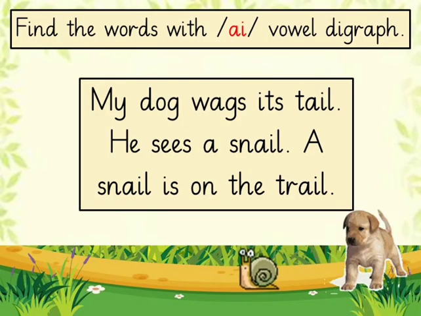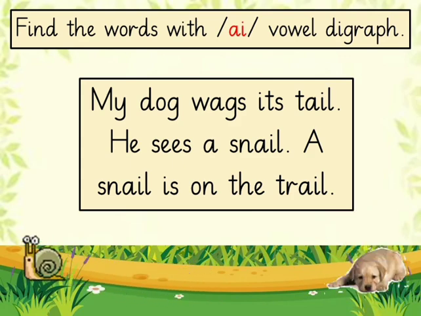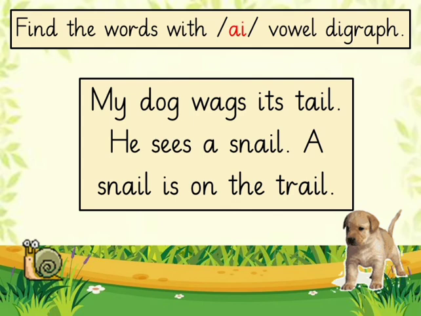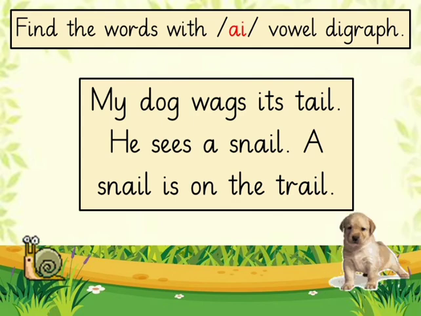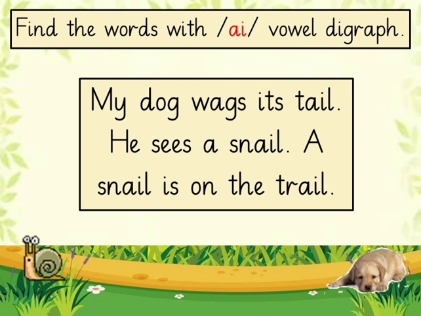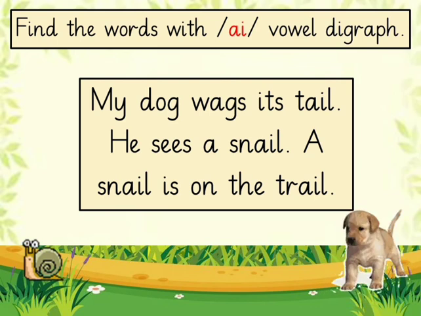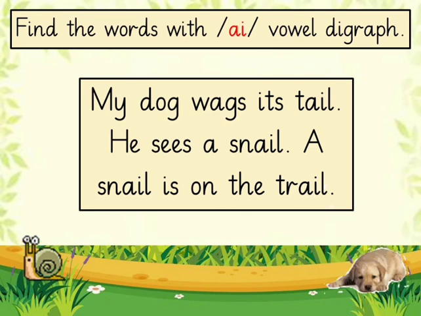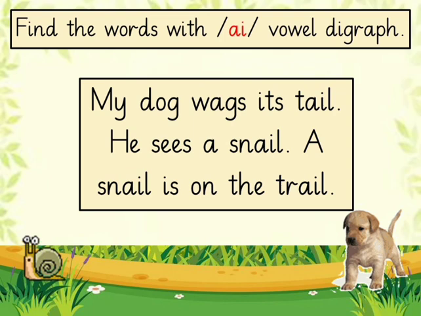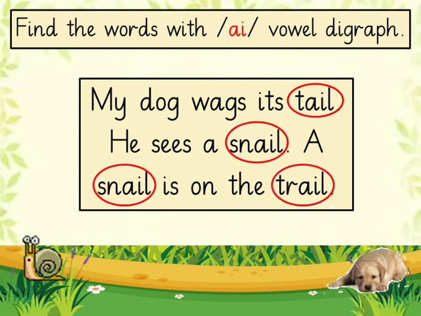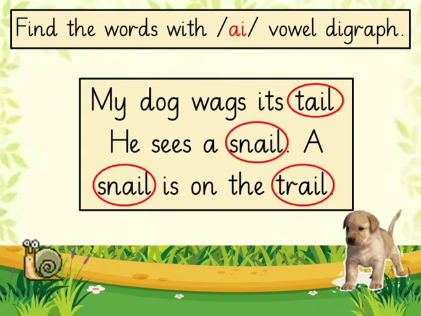Let's read these sentences and find the words with A vowel digraph. My dog wags its tail. He sees a snail. A snail is on the trail. Good job. Tail, snail, and trail are A digraph words.